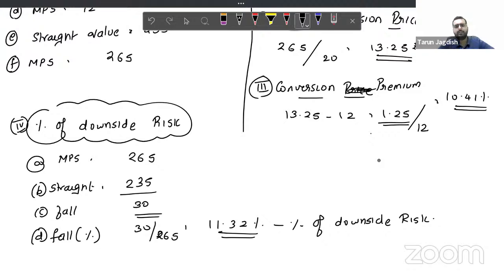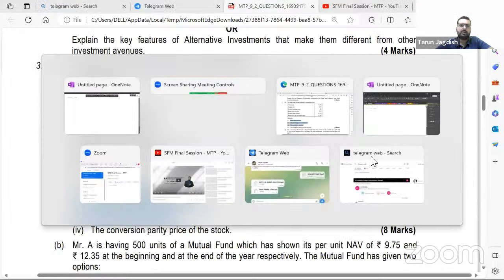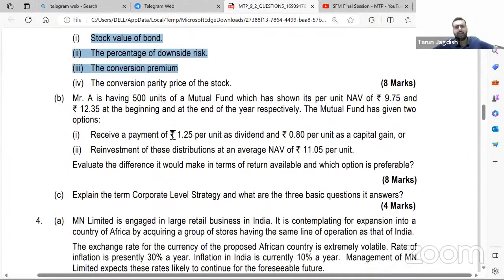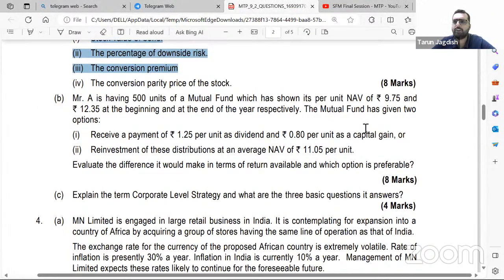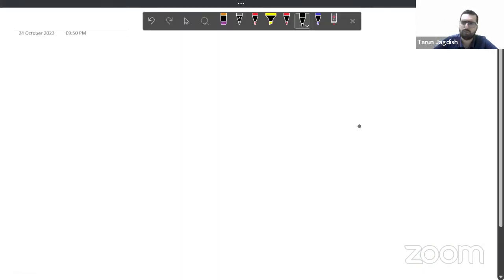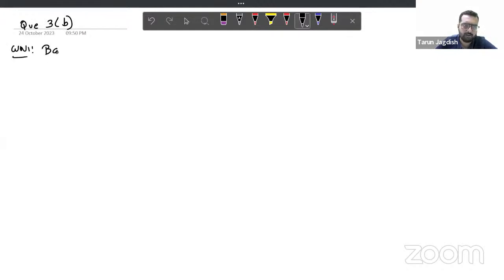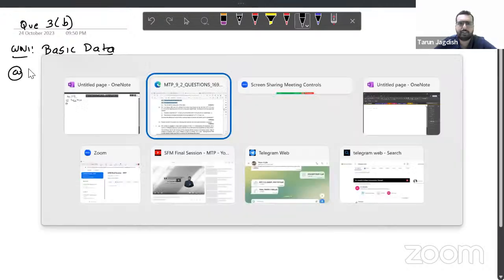I believe you are all done with this part. Can I go to the next one now? Okay, so we are done with question 3A. Let us do question 3B, which is a very simple question on mutual funds. All right. I will write down working note number 1, basic data.